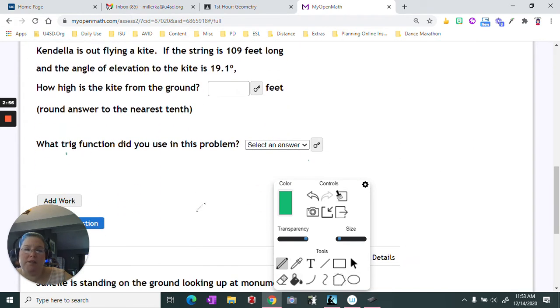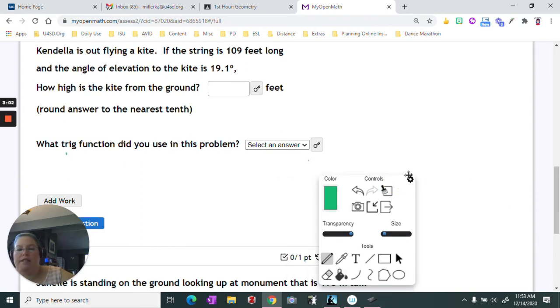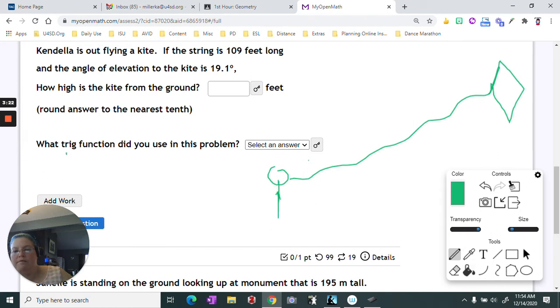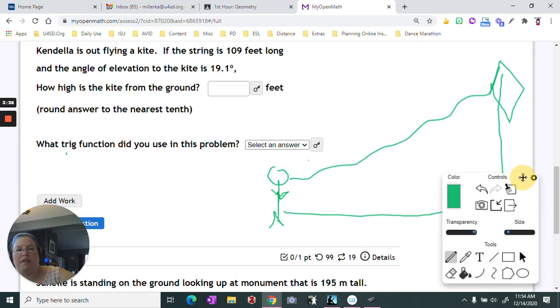Well, let's take a look at the next one. So Candela is out flying a kite. The kite has a 109-foot long string. So let's draw the kite if I can. So here's our string. Here's Candela. Again, I'm not the best artist, but you get what I'm doing here. All right, and then we want to know how high above the ground Candela's kite is.